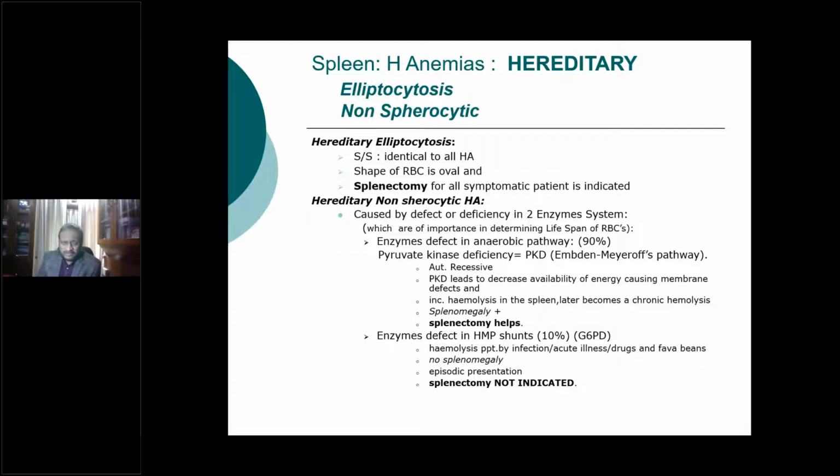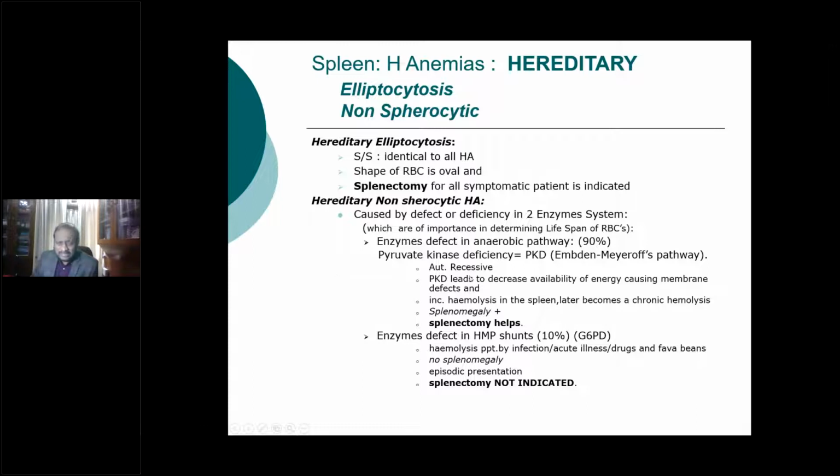Now a non-spherocytic variety, and this, as I told you, is basically because something is wrong inside the cell, and that is the enzymes. Two enzymes. One is the Embden-Meyerhoff pathway enzyme, that is the pyruvate kinase deficiency, seen in the majority, 90% of cases. In the rest 10% is G6PD deficiency.